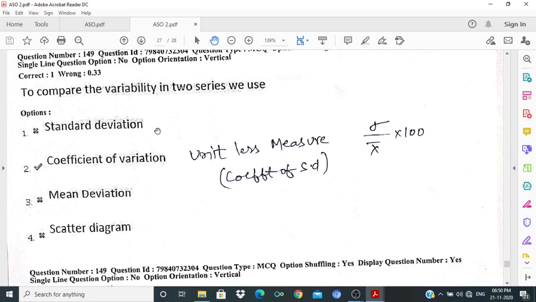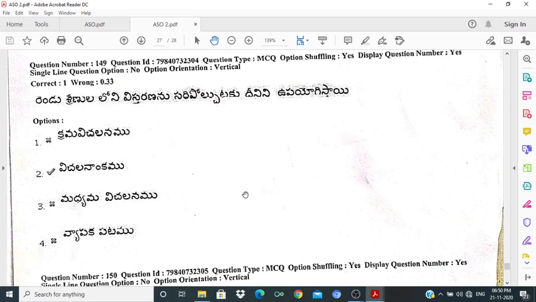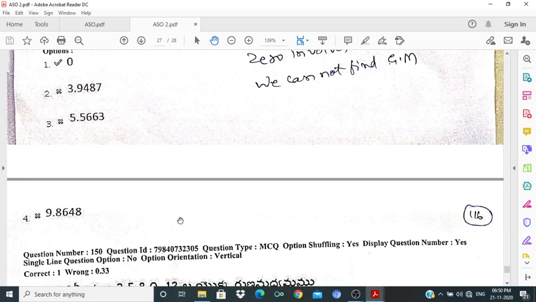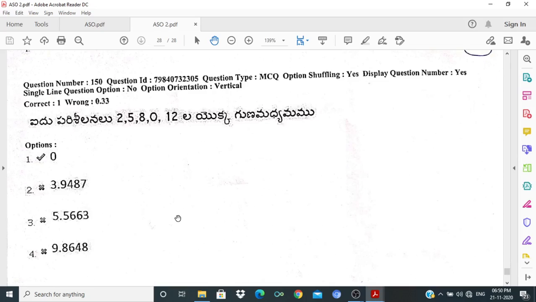To compare the variability in two series, we use coefficient of variation. It is a unit-free measure. Geometric mean of 5 observations: here 1, 2, 3, 4, 5. If 0 is involved, we cannot find the geometric mean. In this case, the geometric mean is not defined, but on multiplying with 0, all the observations become 0. Okay, thank you.